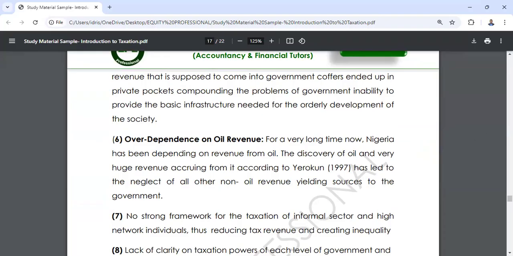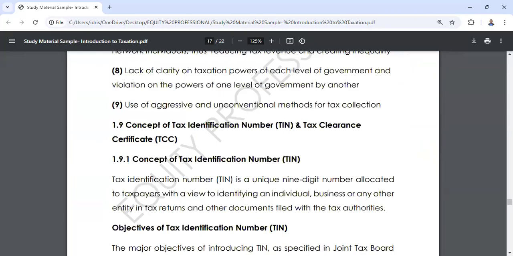So we have talked about the next area that we will go to: the concept of tax identification number and tax clearance certificate. So please, let's go for a break of 10 minutes. I need to do something. We will now move to this concept of tax identification number and tax clearance certificate.